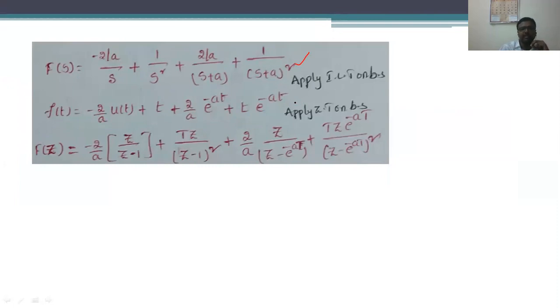Applying the z transform for this particular equation, we are going to get minus 2 by a into the z transform for the unit step function, which is z divided by z minus 1, plus t. The z transformation for the value of t, that is a ramp function, is tz divided by (z minus 1) whole square, plus 2 by a into z divided by z minus e power minus at, plus tz divided by. In this fashion we are going to obtain the z transformation for this function.